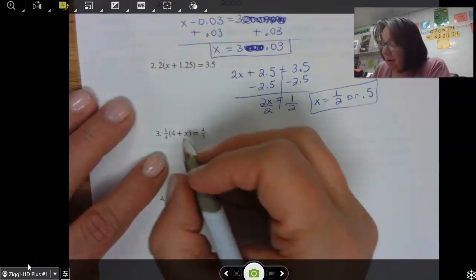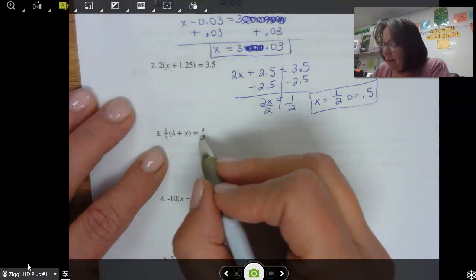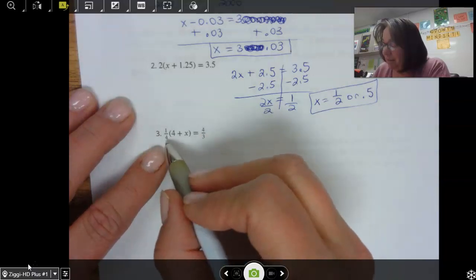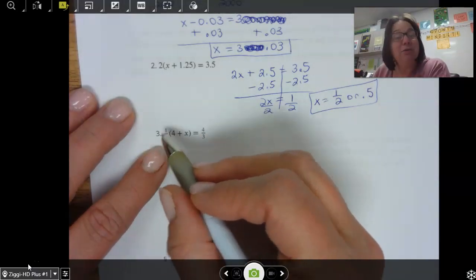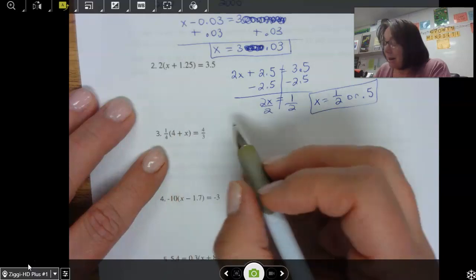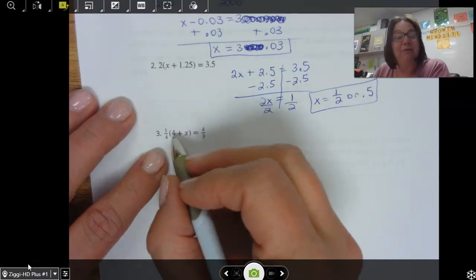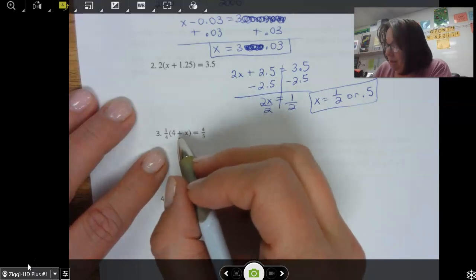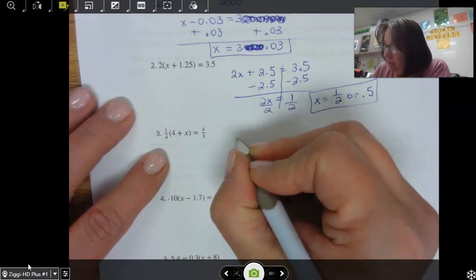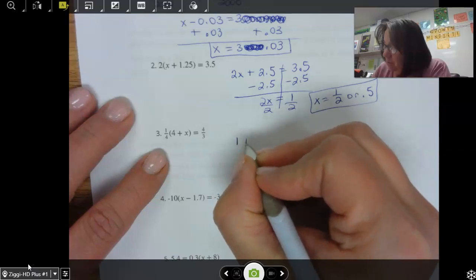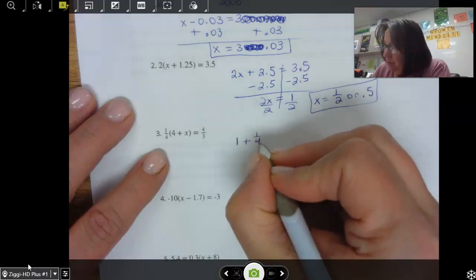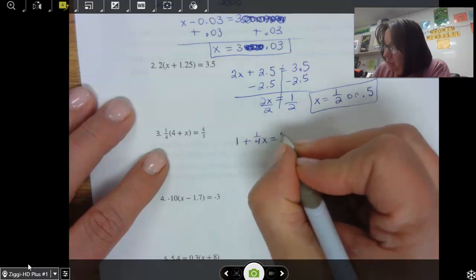Okay, on this one, I decided again that instead of multiplying by the reciprocal, which is what you would do here, it's going to give me 16/3. I would rather multiply 1/4 times 4 and get 1. So in this case, I'm going to distribute. 1/4 times 4 is 1. 1/4 times x is 1/4 x, and that equals 4/3.